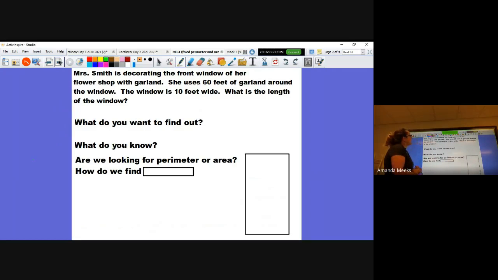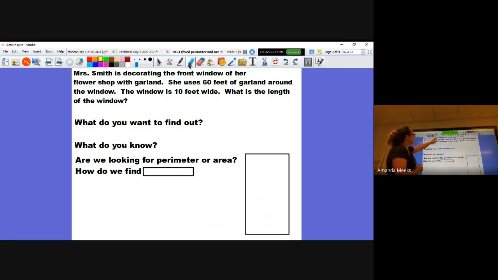Miss Smith is decorating the front window of her flower shop with garland. She uses 60 feet of garland around the window. The window is 10 feet wide. What is the length of the window? Okay, so let's use our word problem strategies to help us find the information we need.